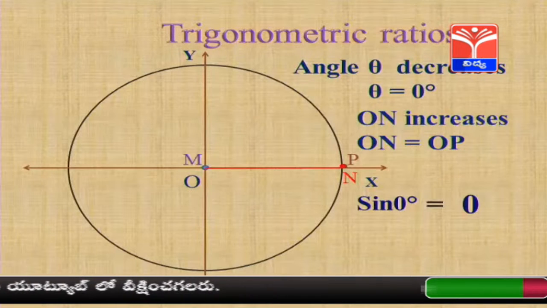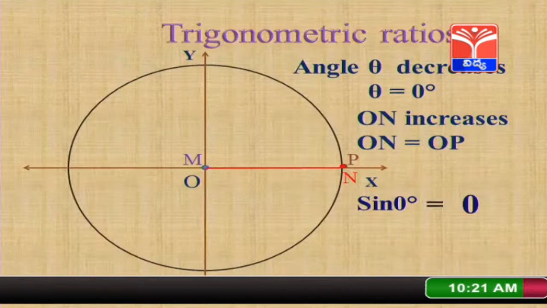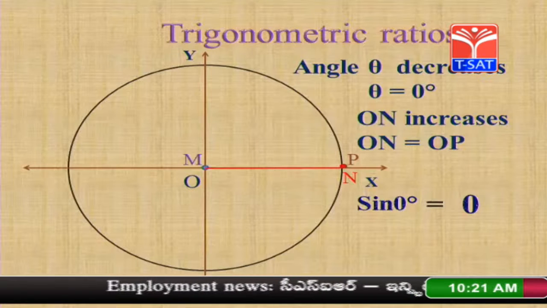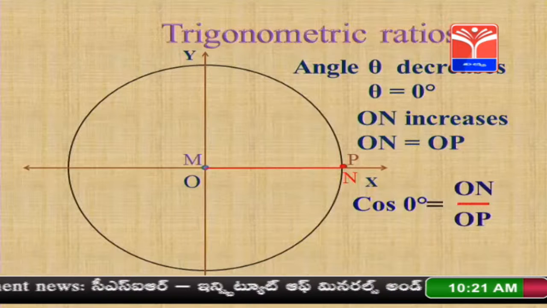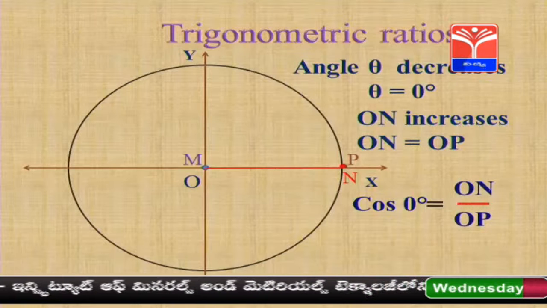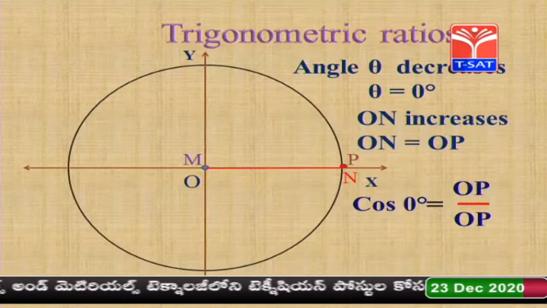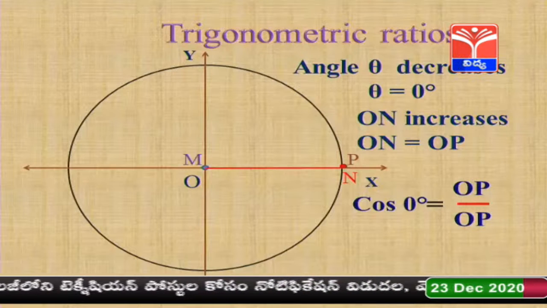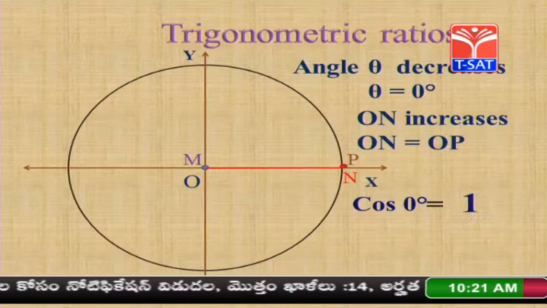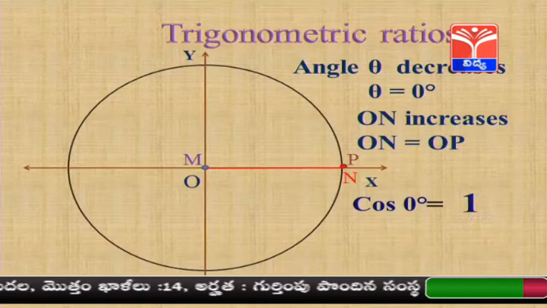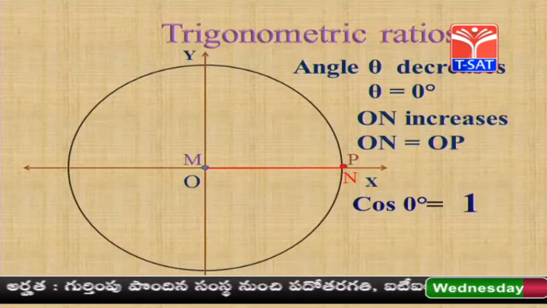Now, similarly we try to check for the cos also. The O n is increasing, is it right? That means O n is nothing but, in the previous case, P m only. Now, this O n as well as P m are going to become equal to the radius of the circle, that is O n is equal to O P. Therefore, cos theta is equal to O n by O P, where O n is equal to O P, so cos 0 degrees is equal to O P by O P, which is equal to 1.